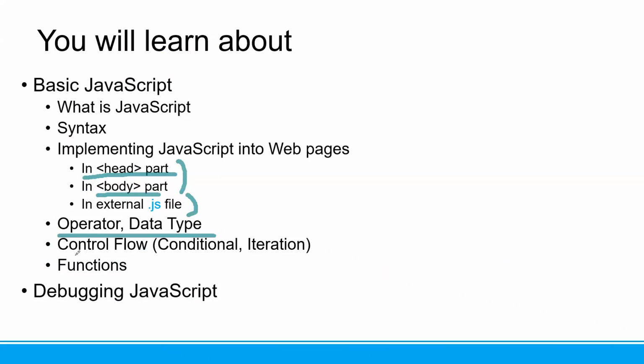And we will learn about the operator, data type, and control flow, like the conditional iteration, and how we can make functions in JavaScript. And you need to learn also about how to debug. So this is one of the important aspects of computer programming.